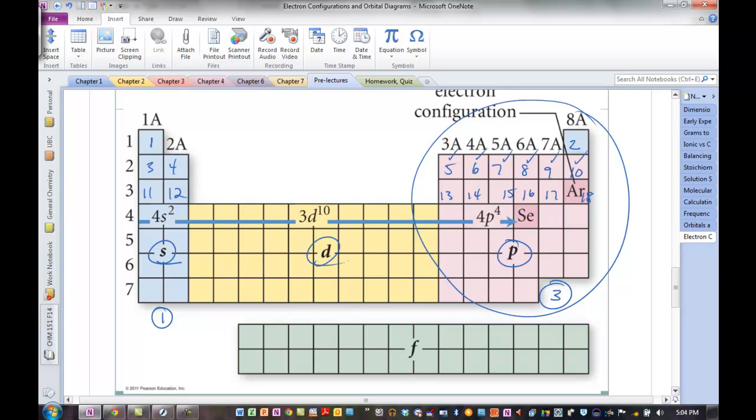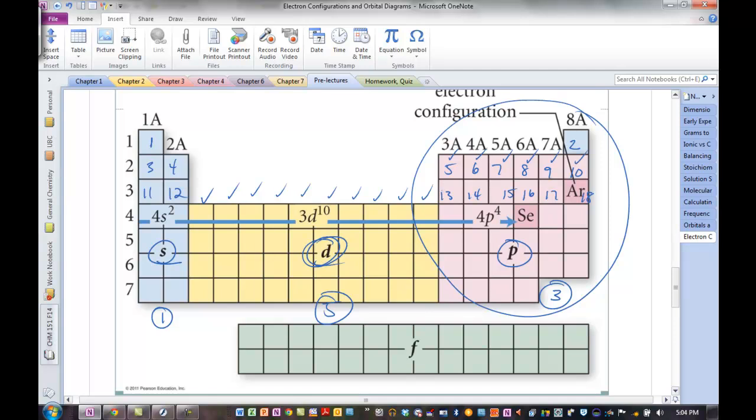The middle block of the table where the transition metals are, the orbitals that are filling there are the d's. How many orbitals are in a d subshell? You guys know this. 5. Very good. 5 orbitals. Total of 2 electrons per orbital max. That's 10 electrons. Let's go across. 1, 2, 3, 4, 5, 6, 7, 8, 9, 10.